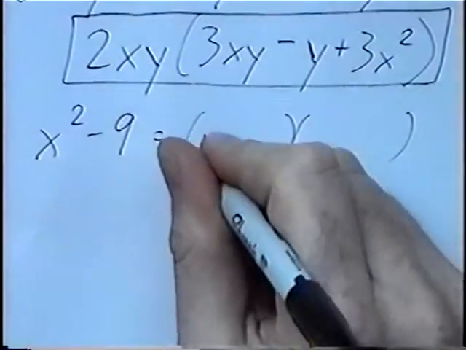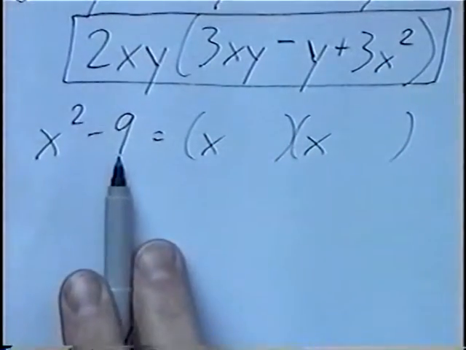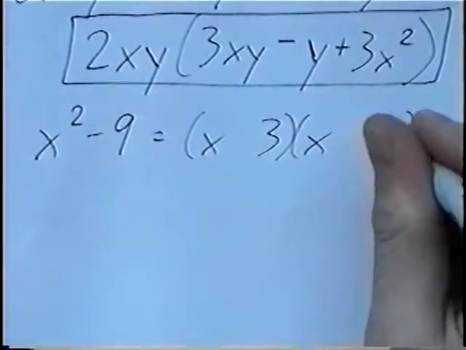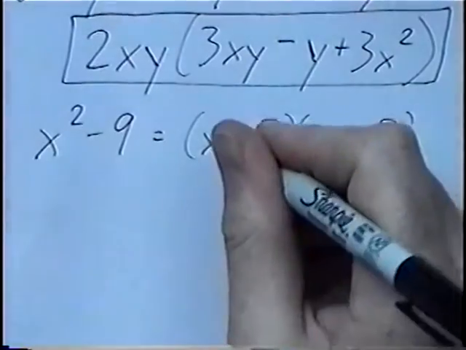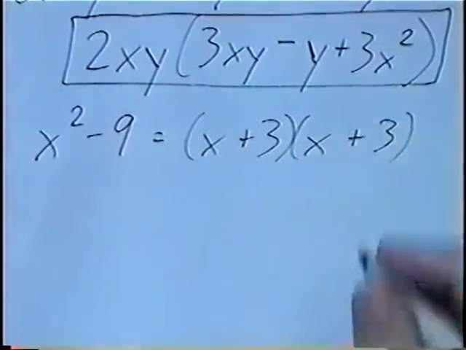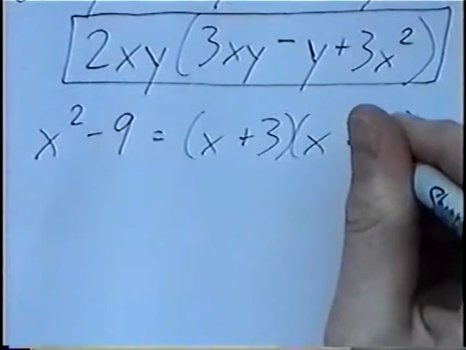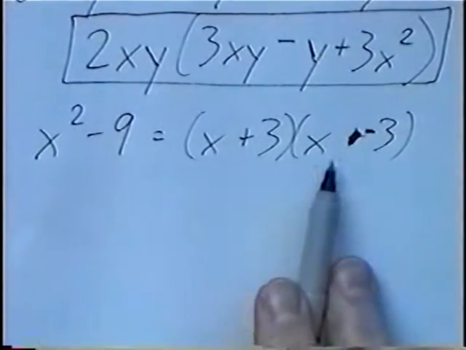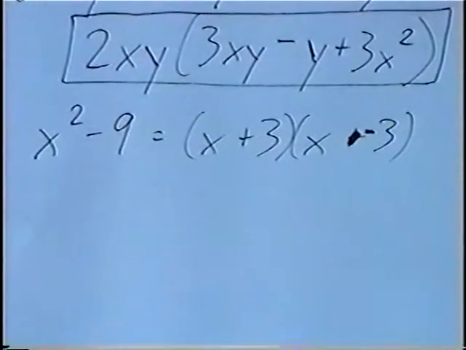The square root of x squared would be x. The square root of 9 would be 3. And for difference of squares, we'll make one factor positive and the other factor negative. So we'll have x plus 3 and x minus 3.